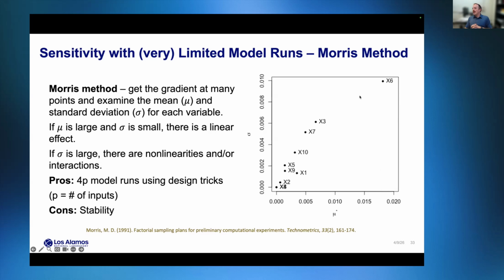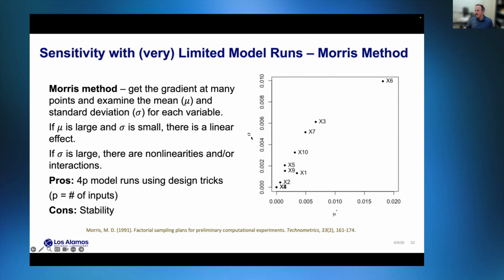And so basically the idea is that if you had a large mu and a small sigma, that would be indicative of linearity. And that means, right, if you have a large mu and a small sigma, it means your partials are very similar and non-zero. And if the partials are all the same, it's totally linear. Okay, and then if you have sigma larger than 0, it means you're seeing nonlinearities and interactions at play.